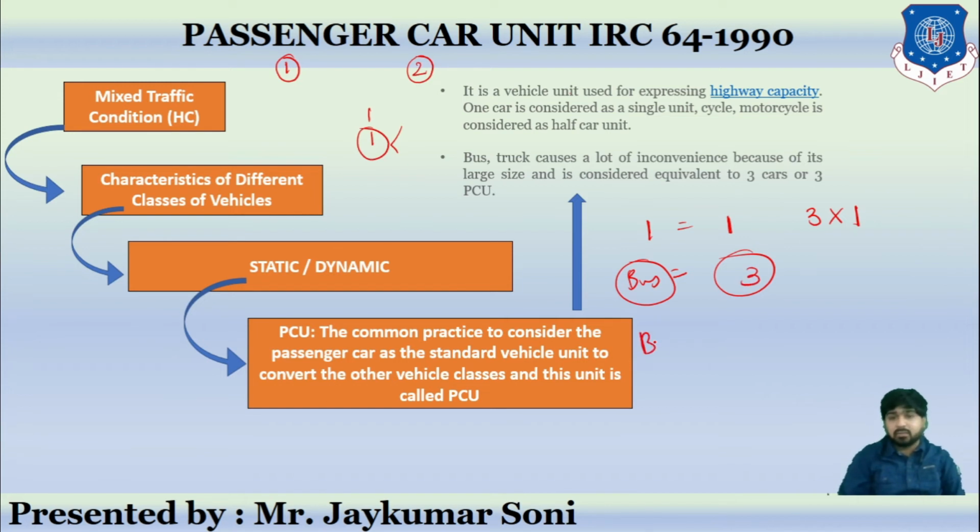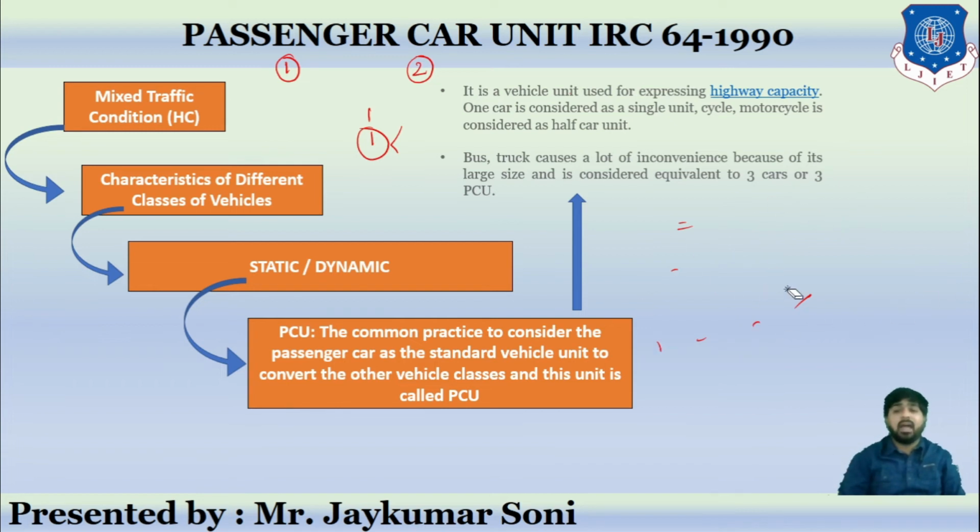See, there is a bike. A bike will consume half of the space of a car, so it will be 1 by 2, that is 0.5. So this is the vehicle unit used for expressing highway capacity. One car is considered a single unit. Cycle and motorcycle are considered half unit. Bus and truck cause inconvenience and have a larger size, so they will be three times the size of a car. So that will be 3 PCU. This is how it works.